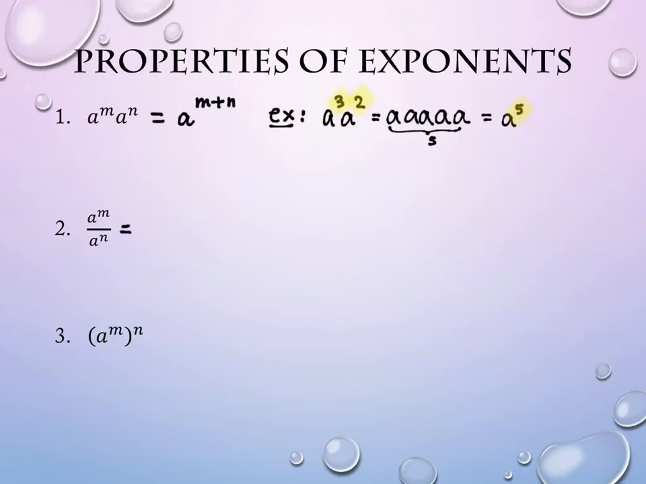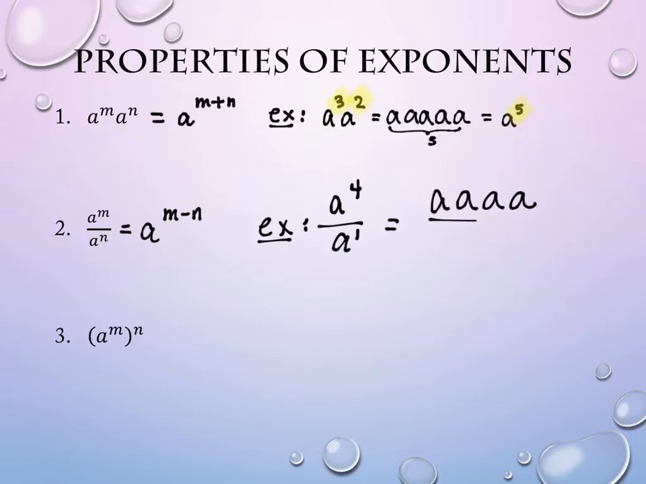The second property: what if we have multiplication and it turns into adding exponents, what do you suppose division is going to look like? Subtracting, right? So it's m minus n. And again, we're going to do a to the 4th over a to the 1st. And as you know, a to the 4th means you have 4 a's. A to the 1st is 1 a.